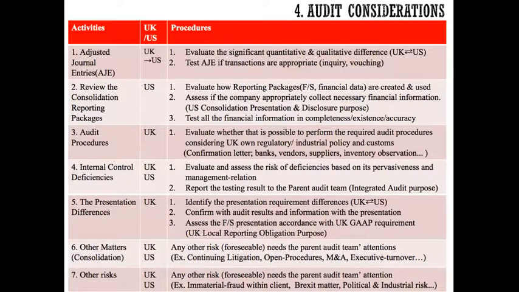Number 4, we have to report any internal control deficiencies found during our audit to the US parent audit team in order for them to evaluate their materiality and pervasiveness to issue an opinion on internal control. Please check other considerations as well.